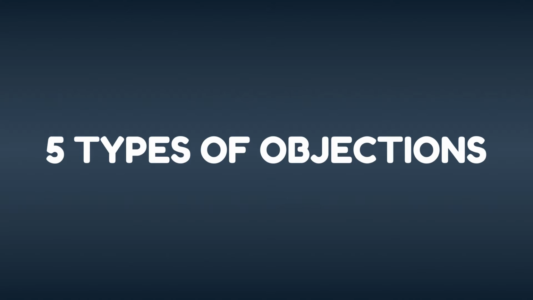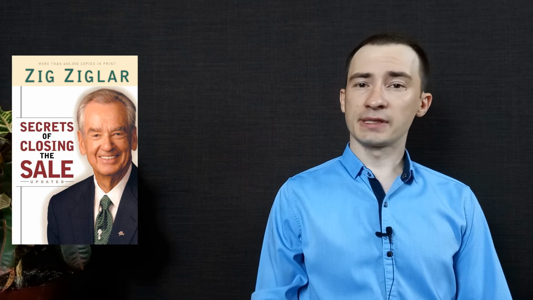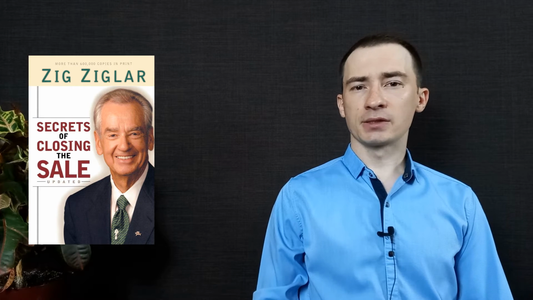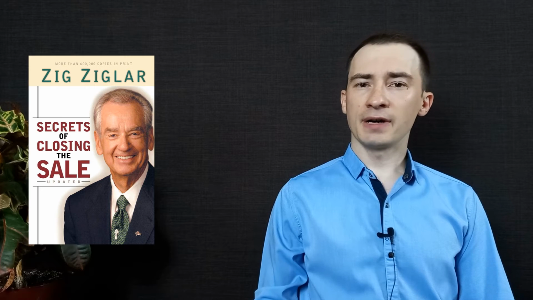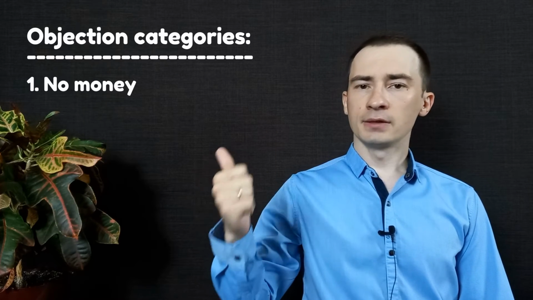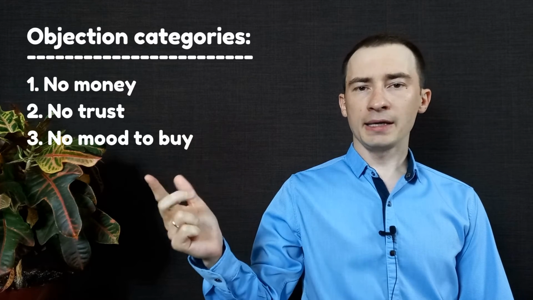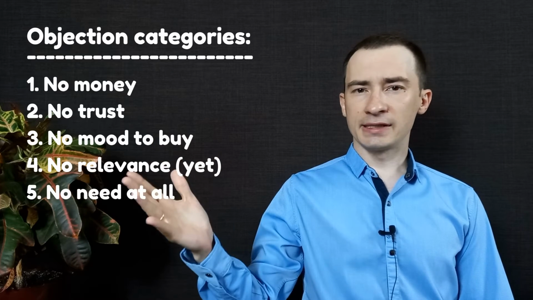5 types of objections. Once upon a time there lived a famous salesman, Zig Ziglar, and he wrote a wonderful book. It's called Secrets of Closing the Sale. I always recommend it to anyone involved in sales or copywriting. In this book, he divided all objections into 5 main categories: no money, no trust, no mood to buy, no relevance yet, no need at all.